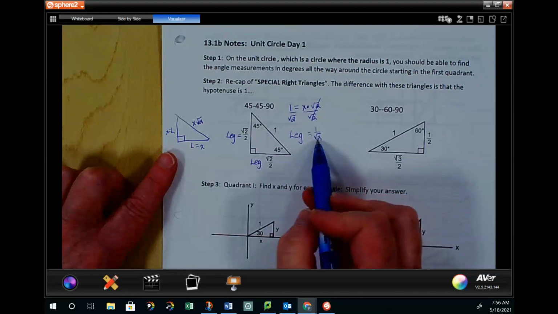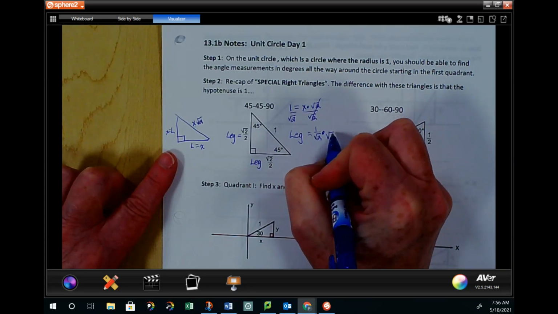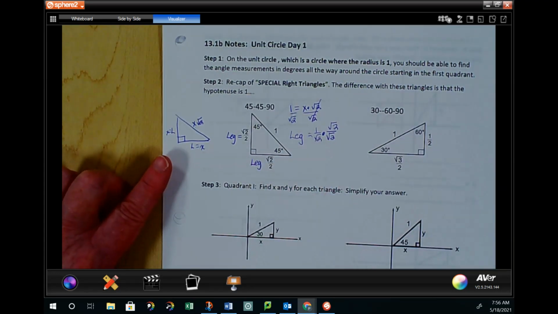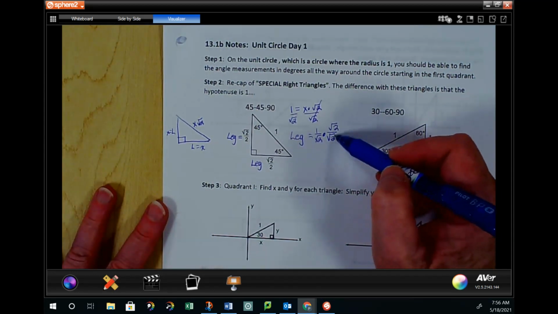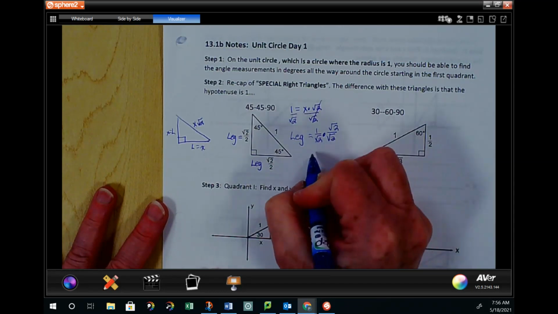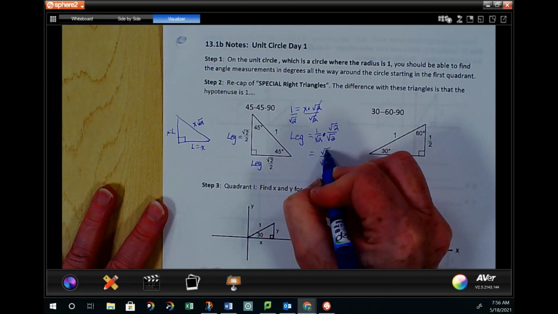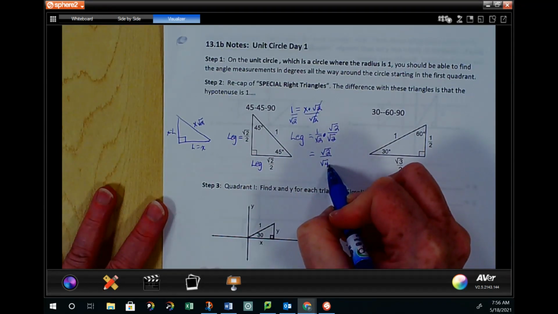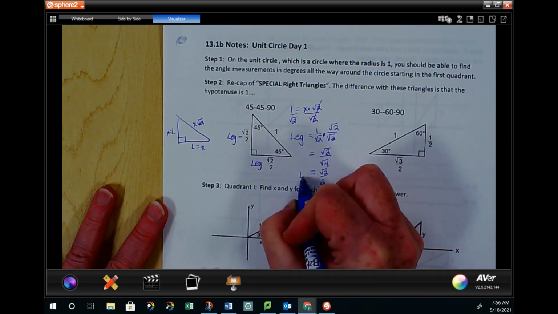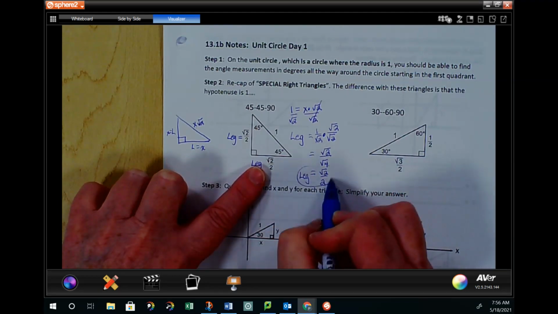But we don't like to have the square root of 2 on the bottom, so we want to rationalize the denominator, because you don't want radicals on the bottom. So we multiply the square root of 2 on both the top and the bottom, because the square root of 2 times the square root of 2 becomes the square root of 4, and the top is 1 times the square root of 2. The square root of 4 ends up being just 2. So our leg is square root of 2 over 2, that's how we got that.